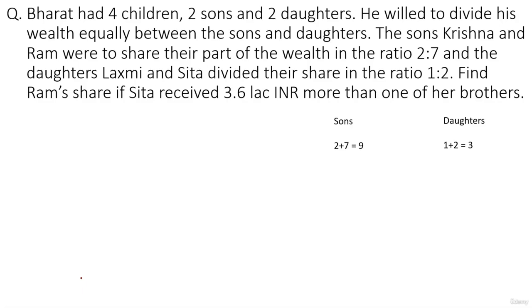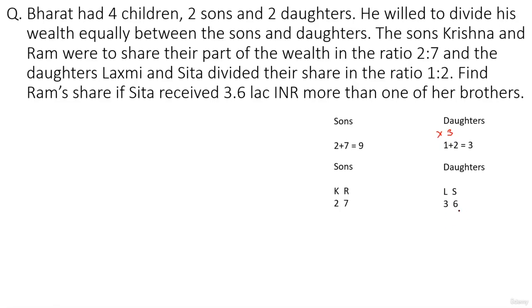Are they equal? No, they are not. So we make the ratios equal. How? जो daughters का share रहेगा, daughters का share we multiply by 3. Okay, so sons will get 2 and 7, 2:7, and daughters will get 3:6. Now the total becomes same, 9.